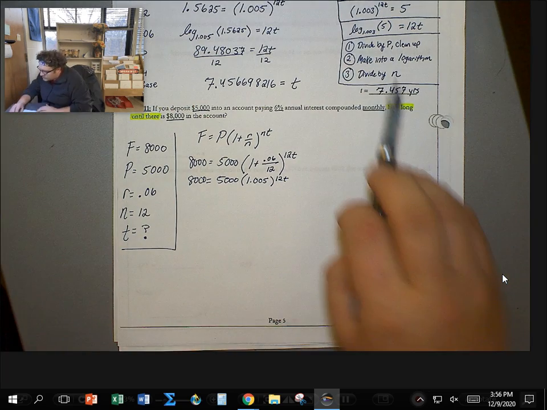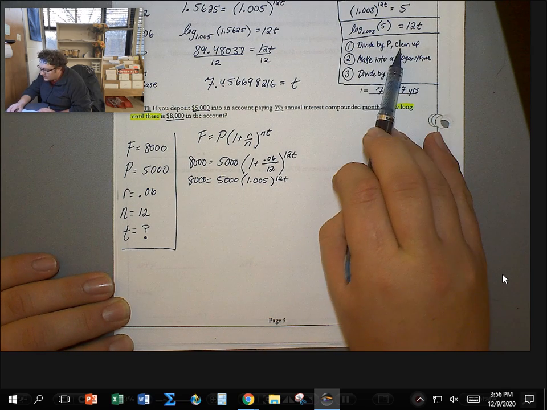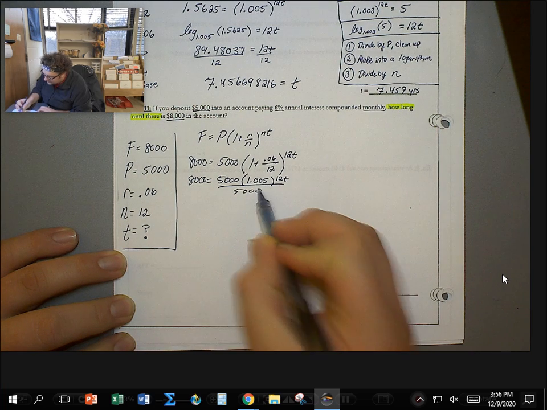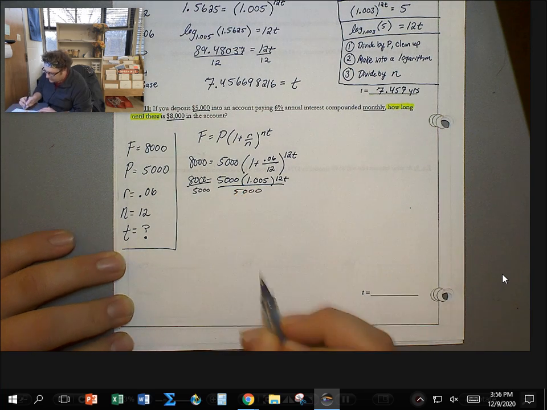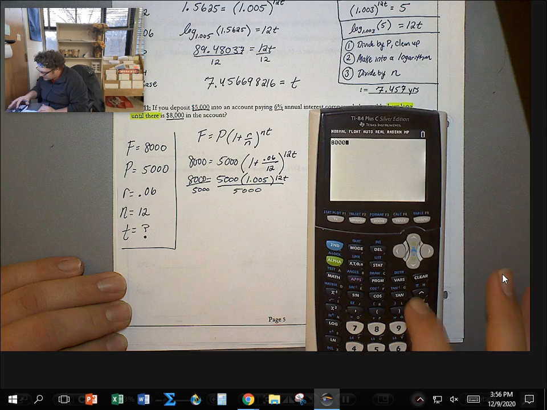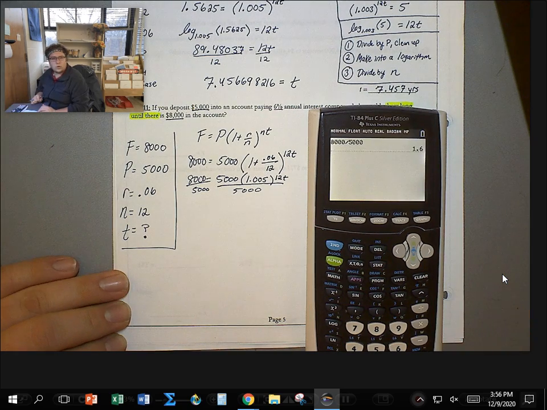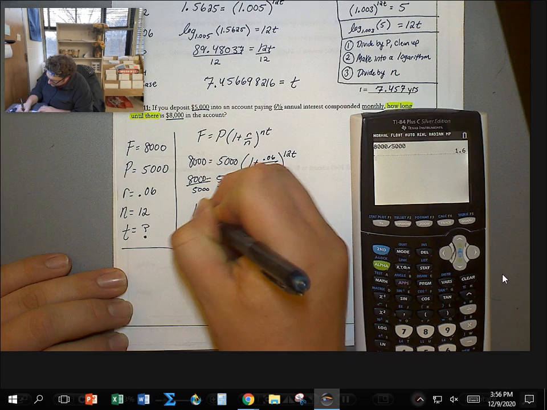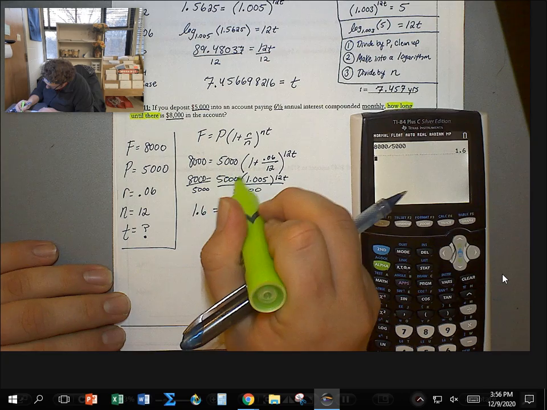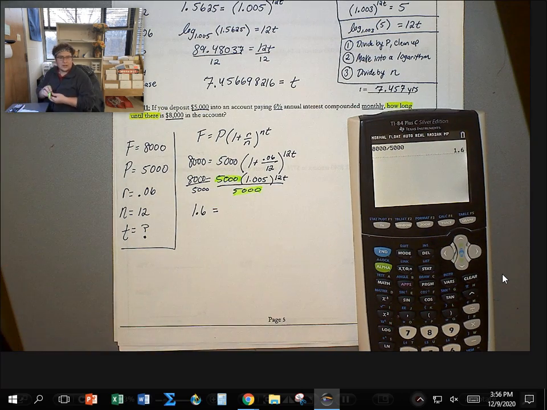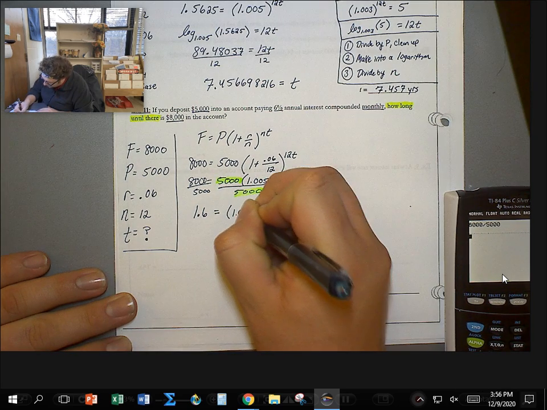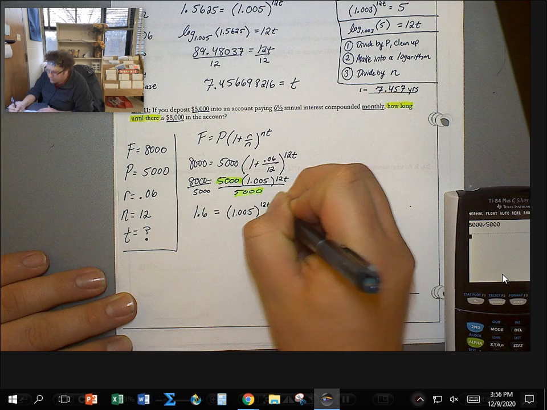Now, the checklist that we did here says divide by p and clean up. So we clean this up. Now we got to divide by p. And that is $5,000. And in my calculator, I will simplify that to be 8,000 over 5,000, and we get 1.6. So 1.6 is going to be over there on the left. And the 5,000s just got canceled out because we divided what was being multiplied, and we're left with 1.005 raised to the 12t power.